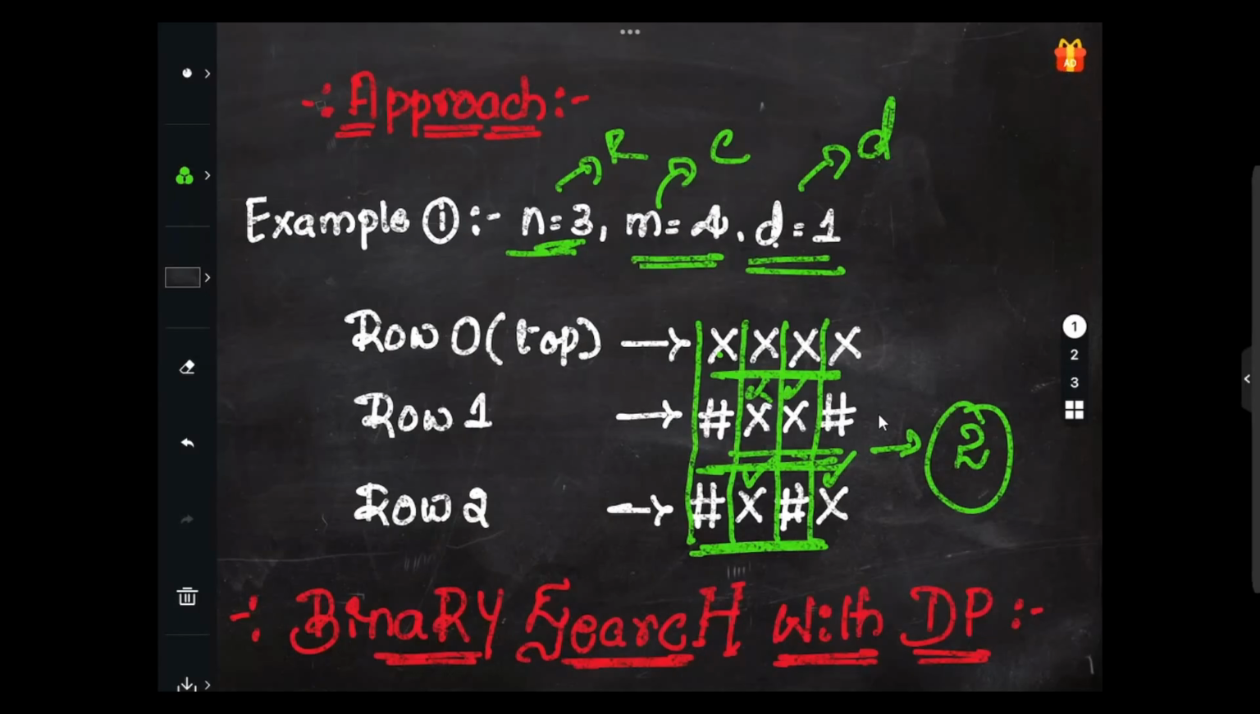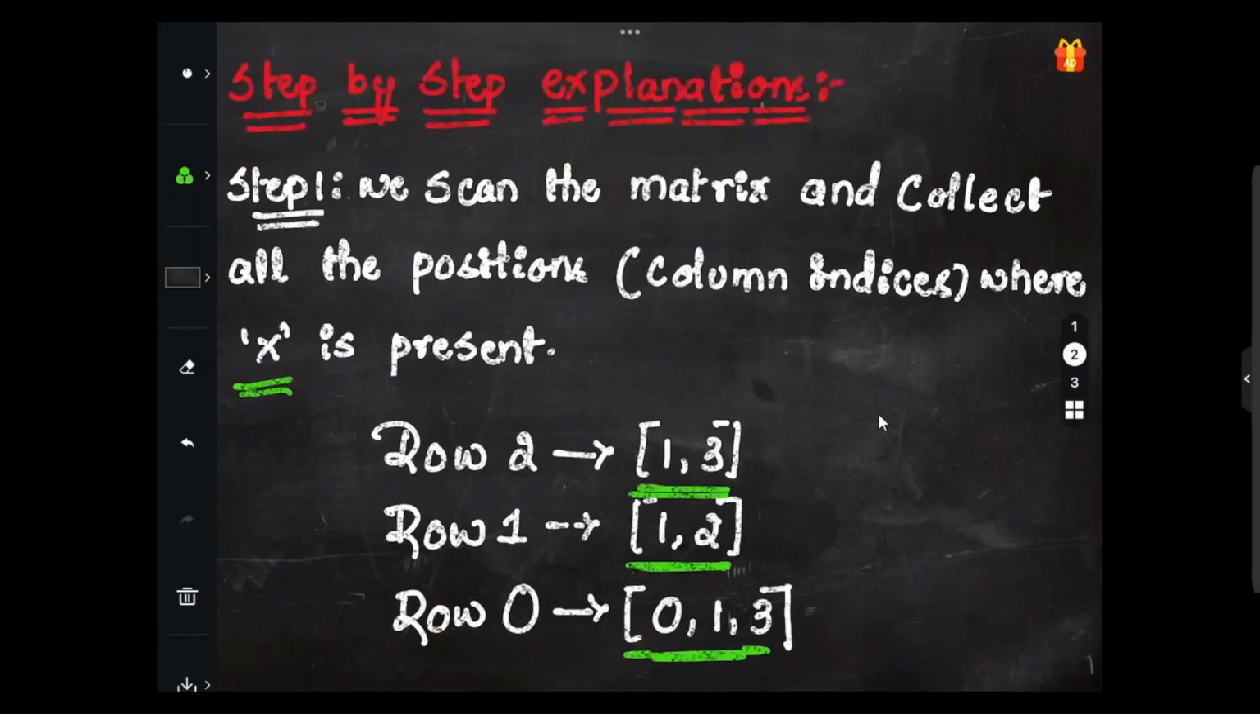This one. Yeah, this is fine. Row 2: 1, 3. Row 1: 1, 2. And this one. We scan the matrix and collect all the possible collections, nothing but the column indices. We are getting the column indices here, right? Where x is present.